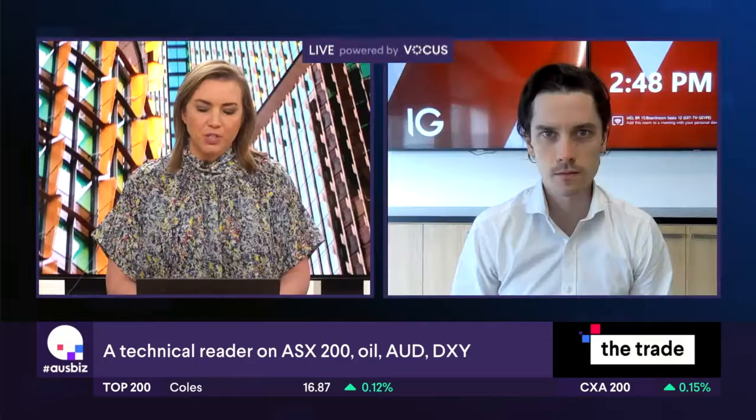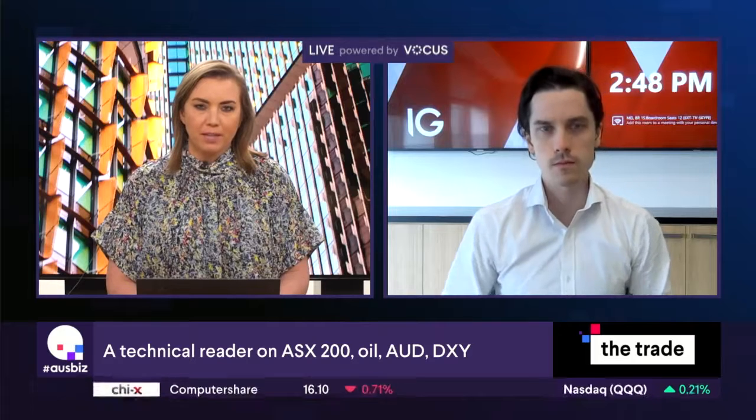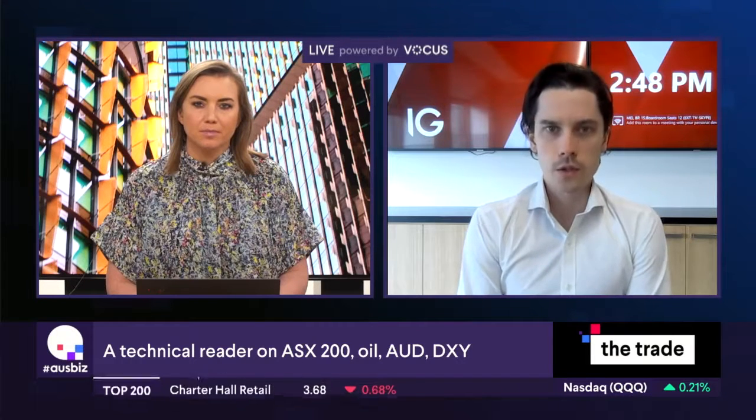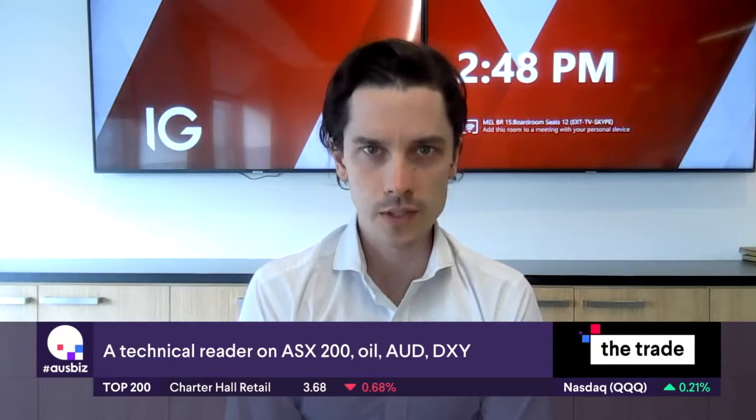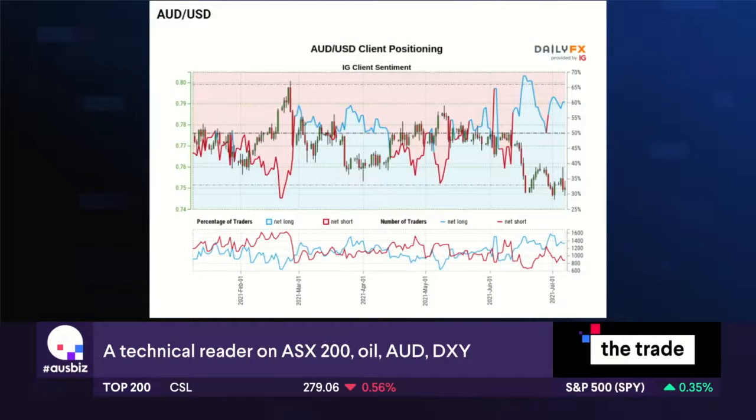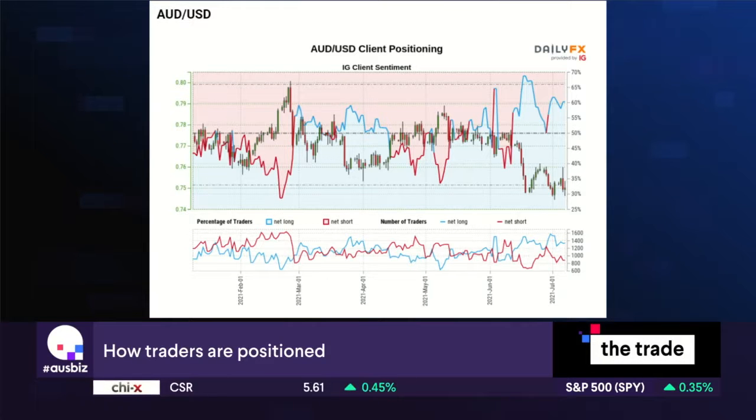So what are traders doing out there? Are they trying to buy the dip? Are they looking for a bit of a bounce? How are they positioned? In the really short term, they're trying to buy the dip on the Aussie. I mean, we've seen a lot less interest in trading the Aussie, and as you can see in the bottom pane of that chart, both long and short positions have actually reduced marginally over the last couple of weeks or so.